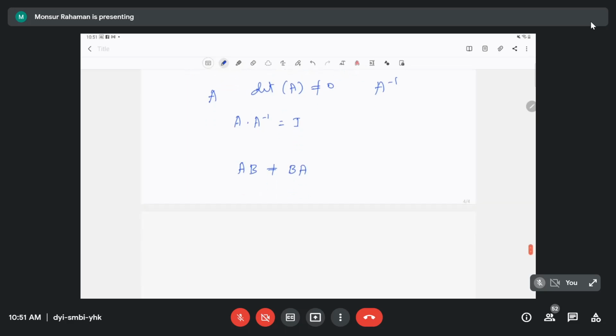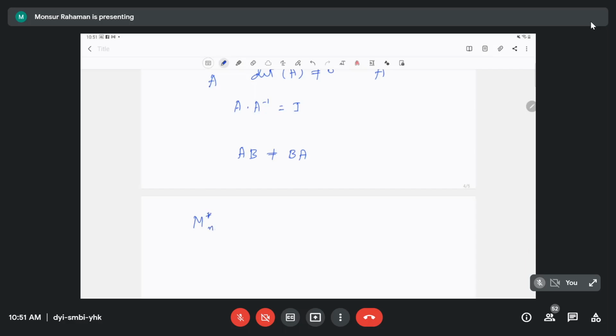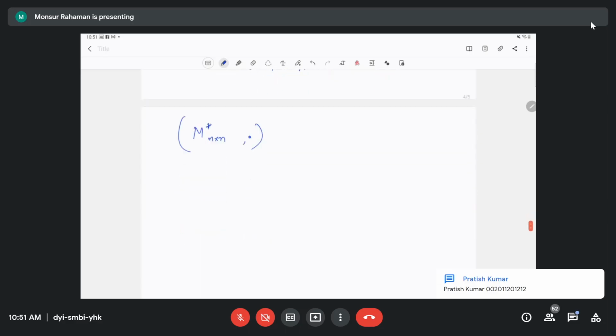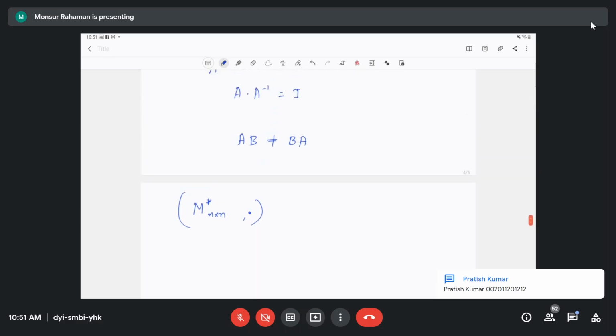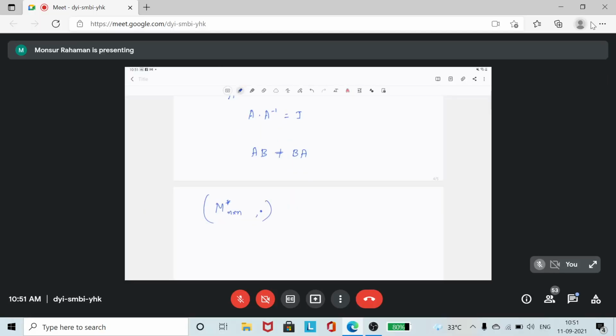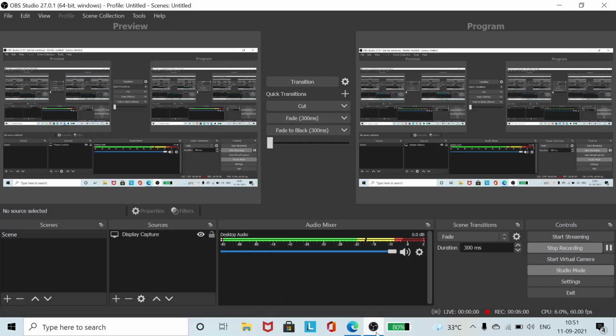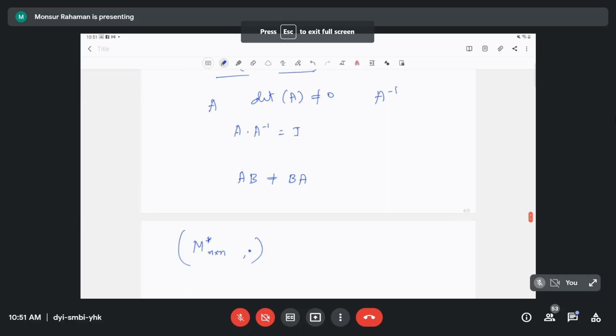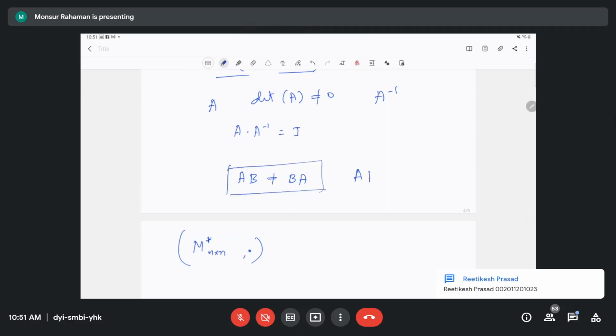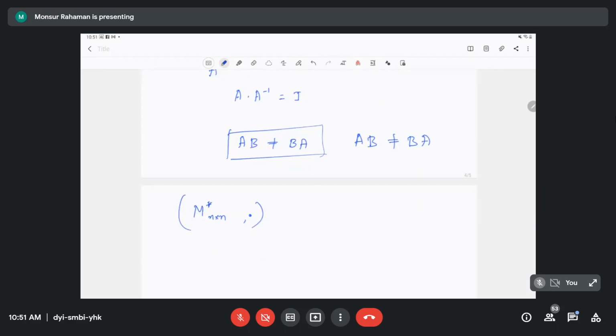Okay. So what if I write M star, N cross N, meaning all non-singular matrices? When will it be an abelian group? In which condition will it be an abelian group? Normally it will not be an abelian group, because not every matrix commutes. If you multiply AB, it will not be BA. It has to be satisfied for all matrices, not for some particular matrices.